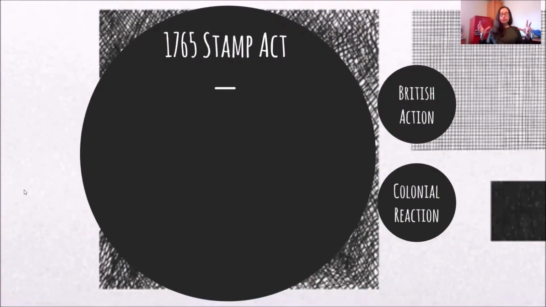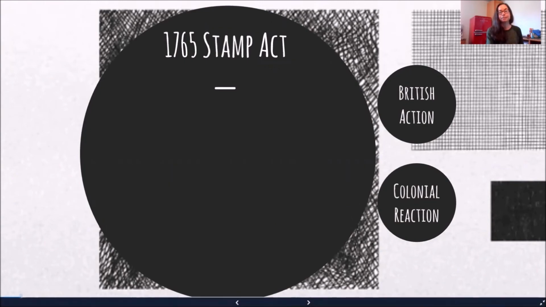Okay, so England has just fought this war over in the colonies. And they spent all of this money on troops and supplies and transportation, and now they're rebuilding. They've got to have a way to pay for it. So what are they going to do? They're going to tax the colonies. The first one we have in 1765 is the Stamp Act.